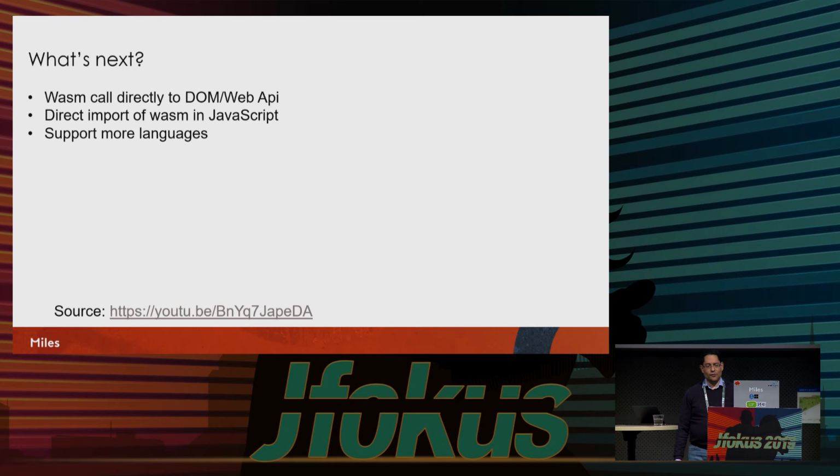Another thing they would like to be able to do is this: now when we load a WebAssembly module, we need to do that asynchronously, but instead they want to be able to directly import WebAssembly into JavaScript. They also want more support for languages. Like I said at the start, memory managed languages are not supported. So for example, Java and C#, they want to have more support for that. There is some strong development being done in that area.